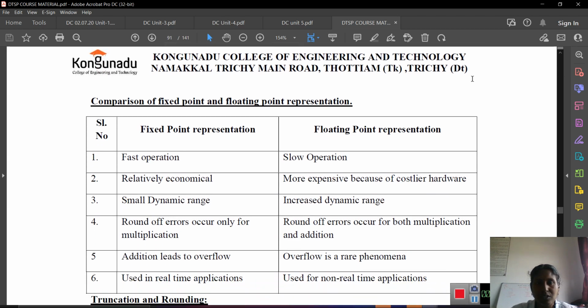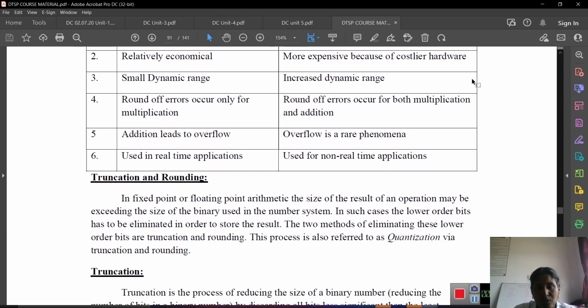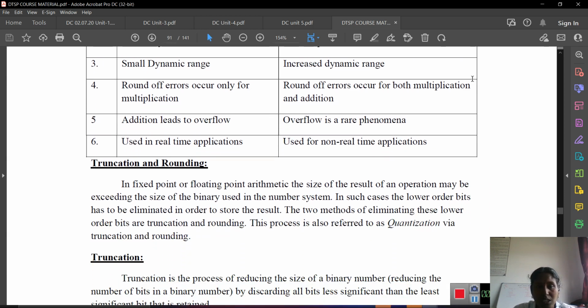Here is the comparison of fixed point and floating point. The left side is fixed point and the right side is floating point. Fixed point has fast operation, floating point has slow operation. Fixed point is relatively economical, floating point is more expensive because of costly hardware. Fixed point has a small dynamic range, floating point has an increased dynamic range. In fixed point, round-off errors occur only for multiplication, while in floating point, round-off errors occur for both multiplication and addition. In fixed point, addition leads to overflow, which is a rare phenomenon in floating point. Fixed point is used in real-time applications, while floating point is used for non-real-time applications.